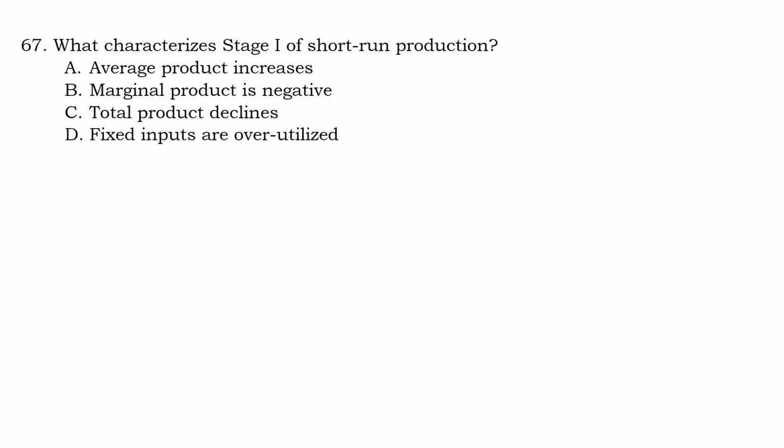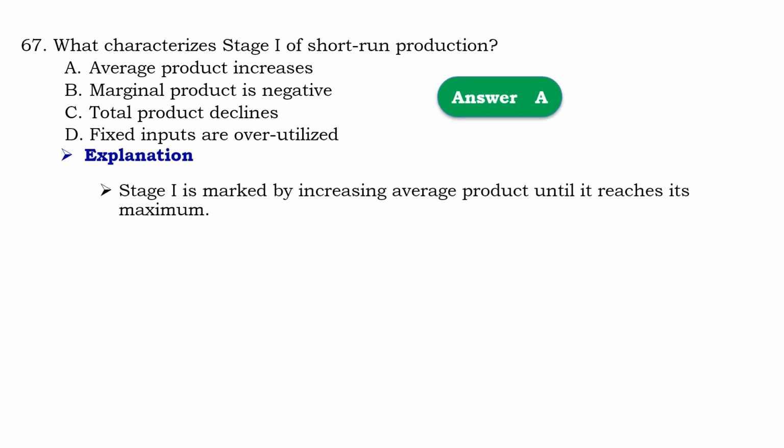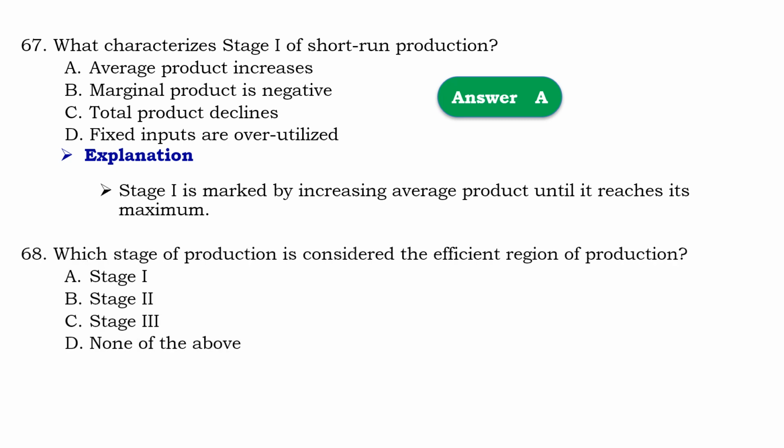Question number 67, what characterizes stage 1 of short run production? 67ኛ ጥያቄ በአጭር ጊዜ ምርት ደረጃ አንድ የሚለየው ምንድነው ይላል. So that should be A, average product increases. It means that stage 1 is marked by increasing average product until it reaches its maximum.